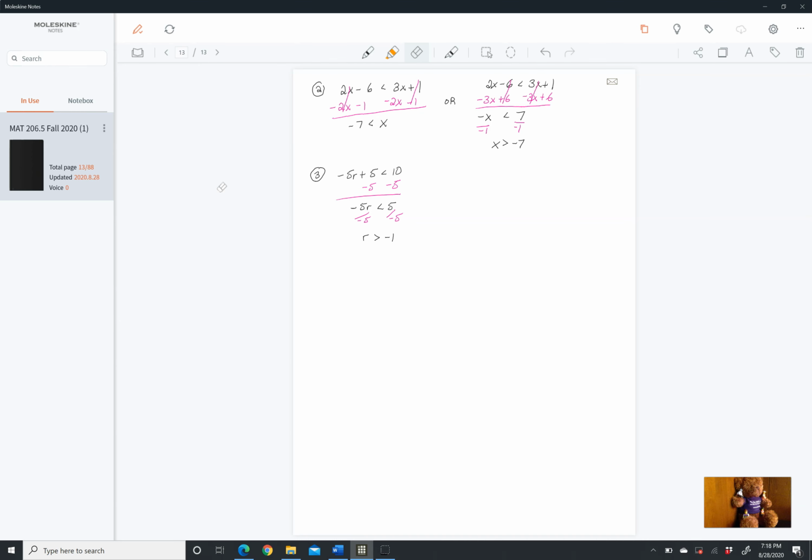Okay, and essentially what this is saying is if you plug in any value greater than -1, the inequality holds true. So let's just write that down. So if you plug in any value for r that is greater than -1, the inequality holds true, which means that the left side is less than the right side.